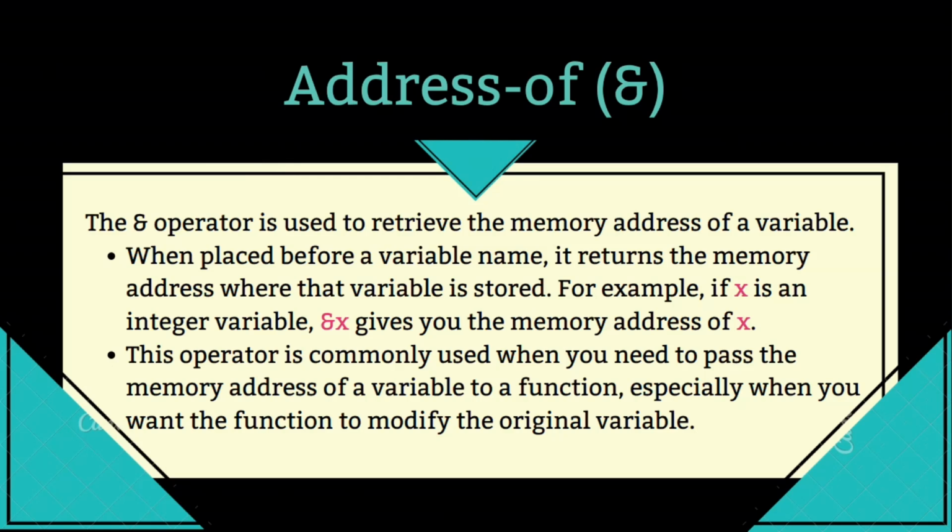The ampersand operator, or the address of operator, is used to retrieve the memory address of a variable. When placed before a variable name, it returns the memory address where that variable is stored. For example, if x is an integer variable, &x gives you the memory address of x. This operator is commonly used when you need to pass the memory address of a variable to a function, especially when you want that function to modify the original variable.